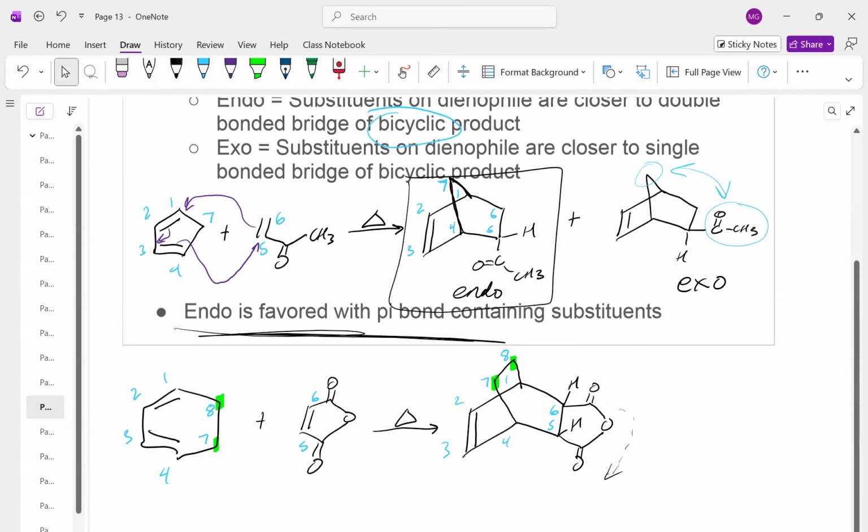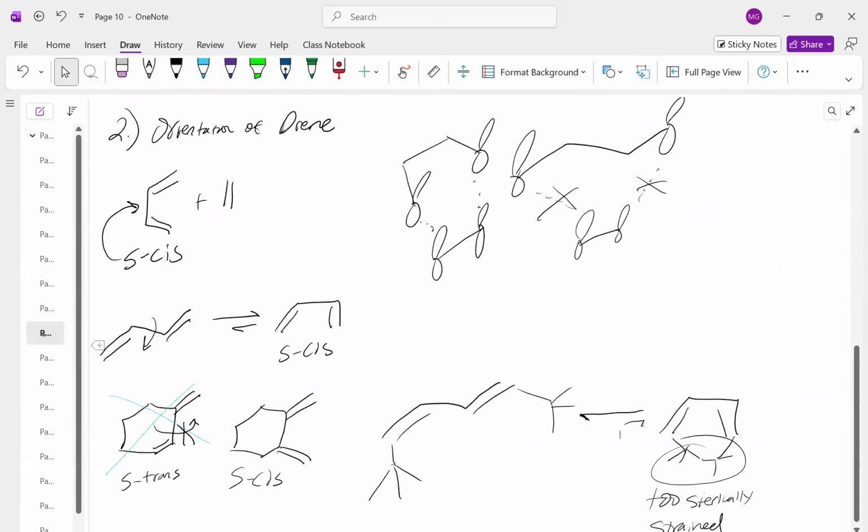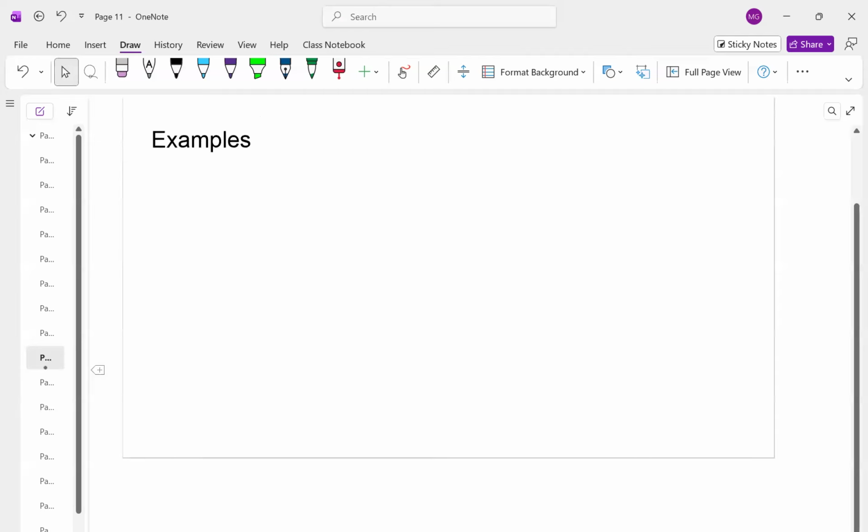All right, so with that in mind, I'm going to go back a few pages to our examples. And let's put this all into perspective. Let's summarize it all. So let's start with this.